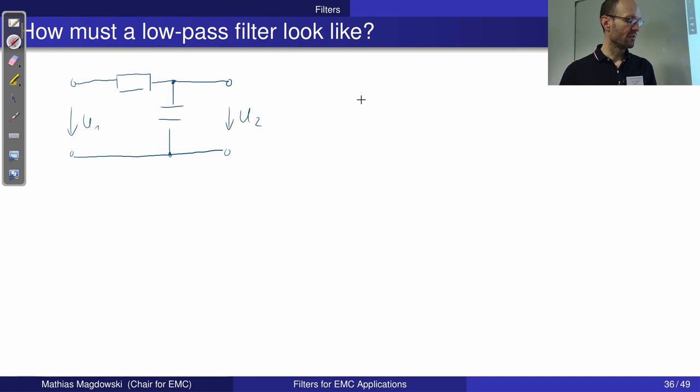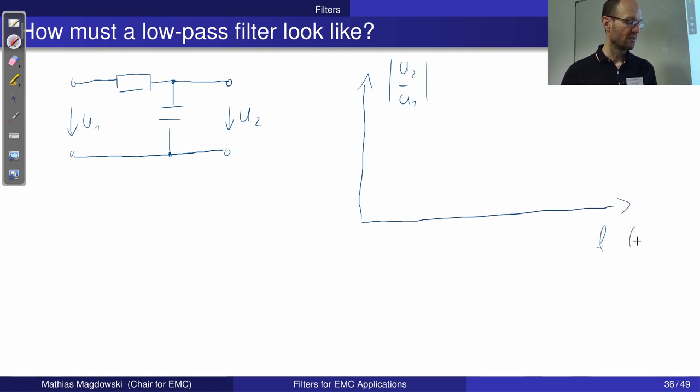So if I draw a diagram of the transfer function, and let's say here it's the ratio between the output voltage and the input voltage, and we will just take a look at the magnitude. And here this is our frequency axis. And let's say this axis is logarithmically scaled, and this axis is also logarithmically scaled. How should this transfer function look like?